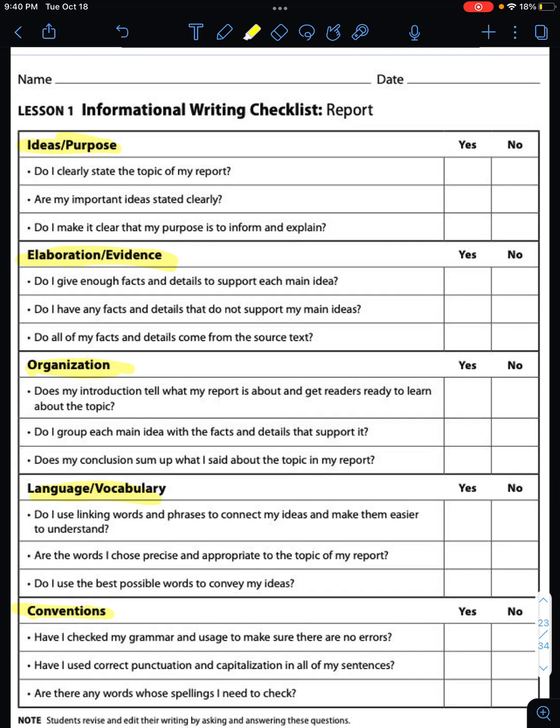And so once everything is done or almost done, you can go ahead and say, okay, let me look at my ideas and my purpose. Let me read it. Did I clearly state the topic of my report? Oh, yes, I did. So I'm gonna check mark it. Are my important ideas stated clearly? Maybe they're not. So maybe I need to go back and I need to double check. Okay, so you'll go through this checklist and be honest with yourself if you have all of these things that you're going to need in your writing.